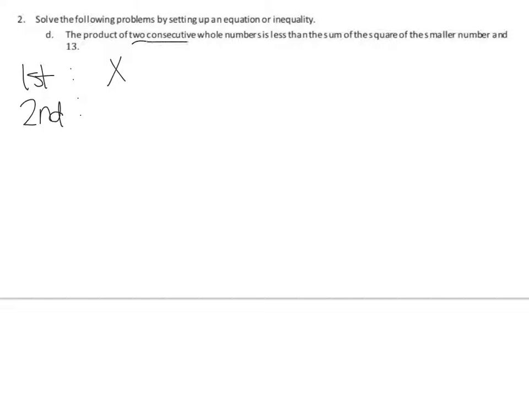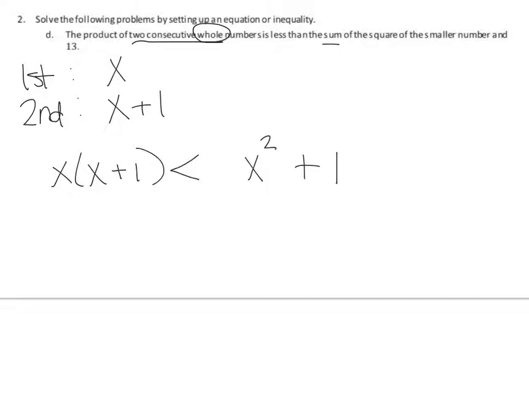So here I just have 2 consecutive whole numbers. So if the first number was 1, the second number is 2. If the first number was 10, the second number is 11, etc. So if the first number is x, the second number is x plus 1. Now the equation: the product, which is multiplication, of 2 consecutive whole numbers is less than the sum of the square of the smaller number and 13.